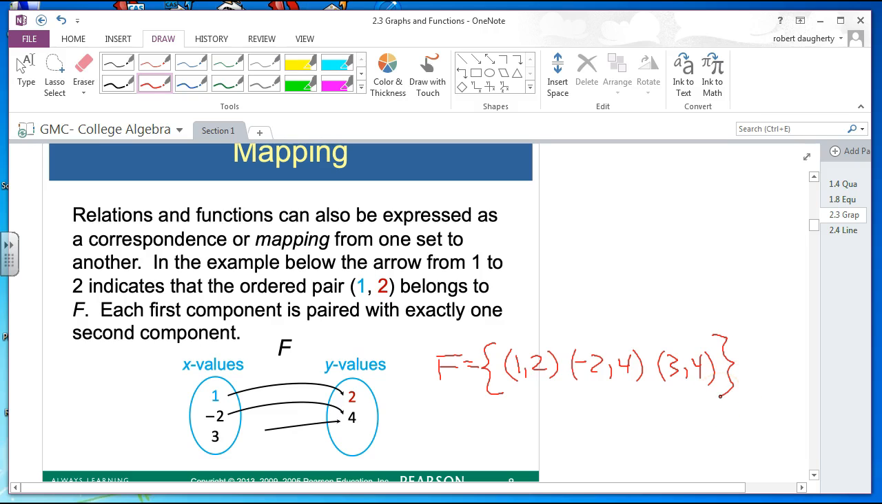What I'm looking for is, are there repeated x values? If you look here, every x value only goes to one unique y value. It happens that -2 and 3 both go to the same y value, but that's okay. It's not repeated x values. So in this case, I can see none of my x's are repeated. This is a function.